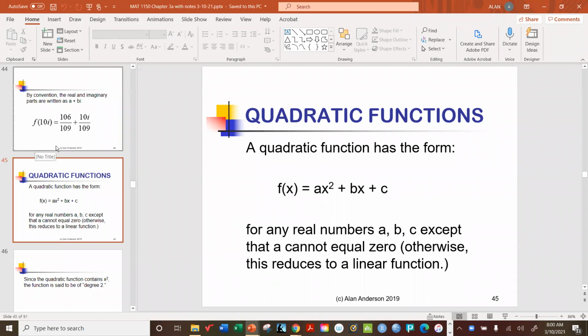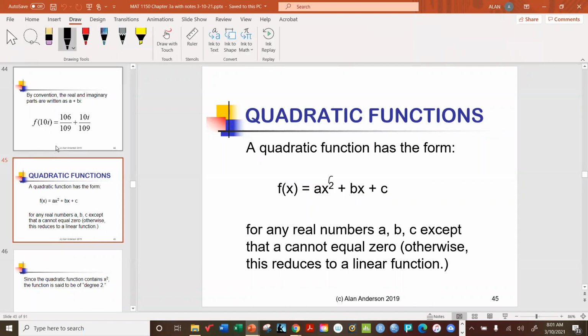We're going to start with quadratic functions, as you can see. The reason they're called quadratic is because we have a term with x squared in it. Quadratic means at least one term has x squared in it. This is the traditional form for writing a quadratic function, ax squared plus bx plus c. The only real constraint on these numbers is that a can't be 0, because otherwise it reduces to a linear equation. Other than that, any real numbers can be a, b, and c.